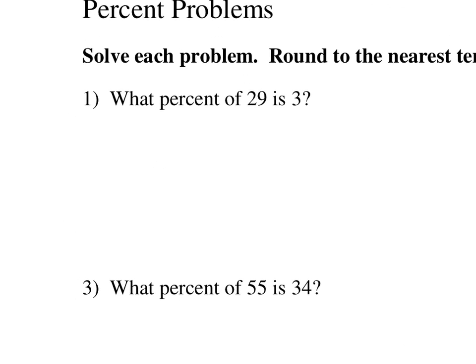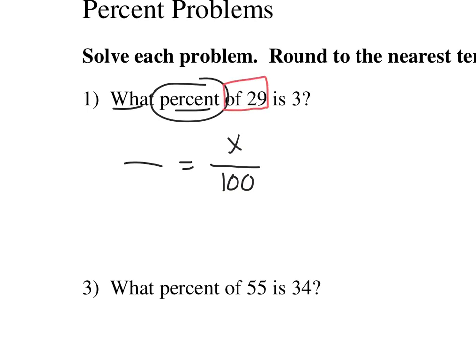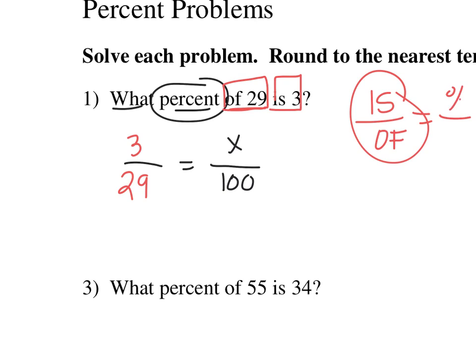Okay, number one, what percent of 29 is 3? Well, what percent? I don't know the percent. When you see the word percent, it always goes over 100. Okay? So, of 29 is 3. Of 29 is a total. Of amount always goes on the bottom. And is 3, is always goes on the top. So if you remember is over of, that will be your first fraction, and percent over 100 will be your second part of the fraction.